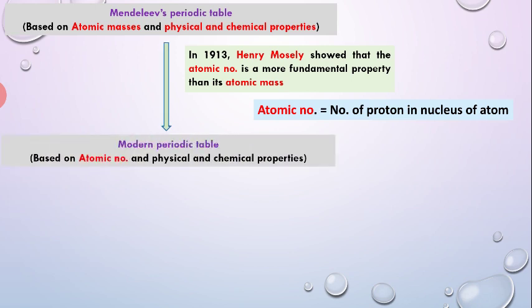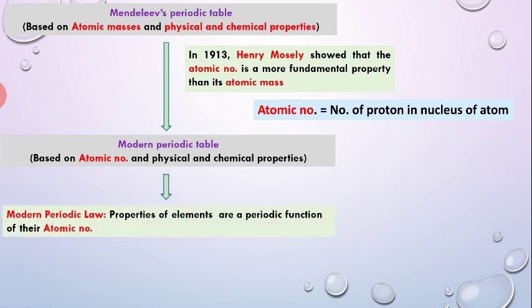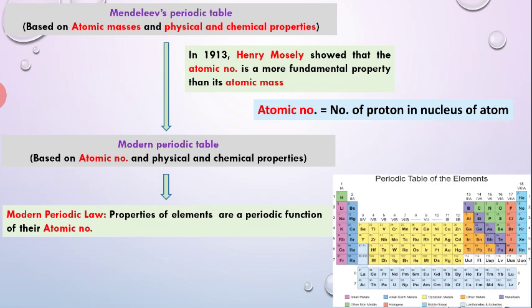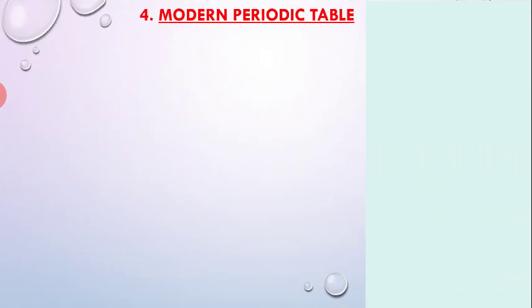Based on this understanding and this idea of Henry Moseley, the modern periodic table was formed. The modern periodic law says the properties of elements are a periodic function of their atomic number. This means atomic number decides what the properties of elements would be. So this is the new and modern periodic table of elements. Let's learn about the modern periodic table.